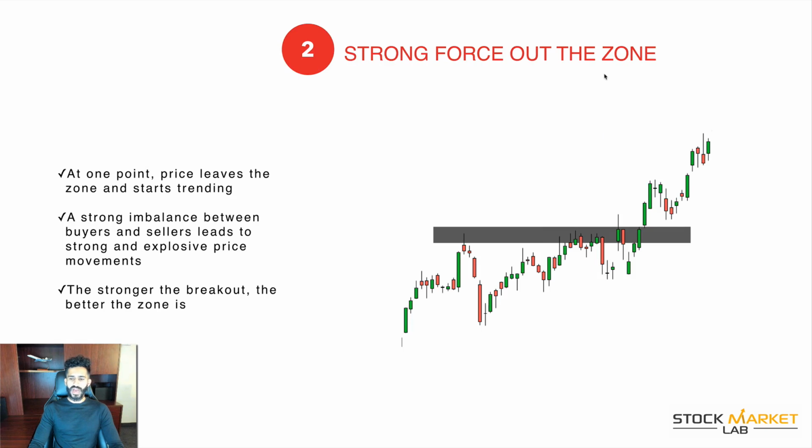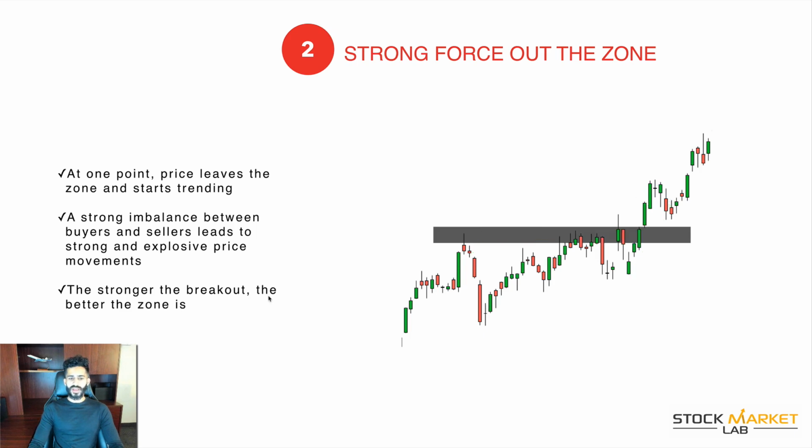Next, strong force out of the zone. At one point, price leaves the zone and starts trending. A strong imbalance between buyers and sellers leads to strong and explosive price movements. The reason prices make huge moves up or down is because right here, there's a lot of supply. Supply zone meaning resistance, right? The reason the stock is able to go through it very quickly is because there's a huge imbalance between the buyers and sellers. Supply, resistance, and then boom, demand kicks in, which drives the price up higher.